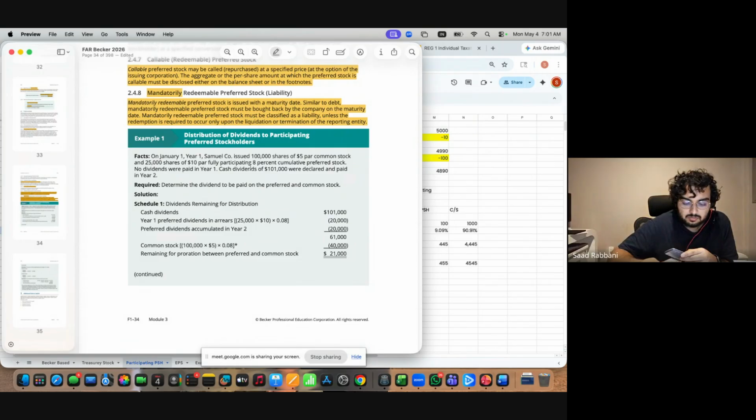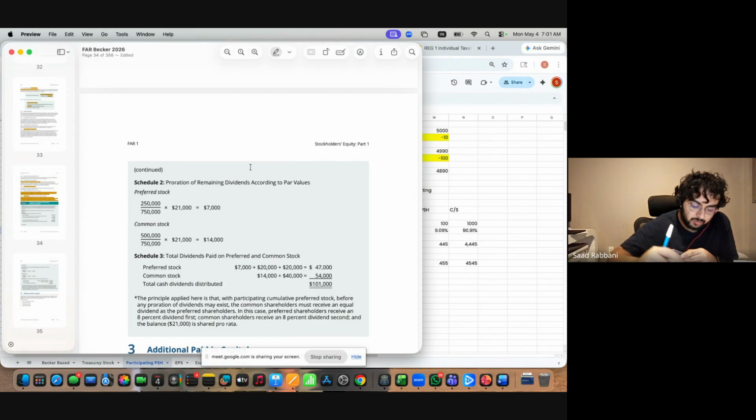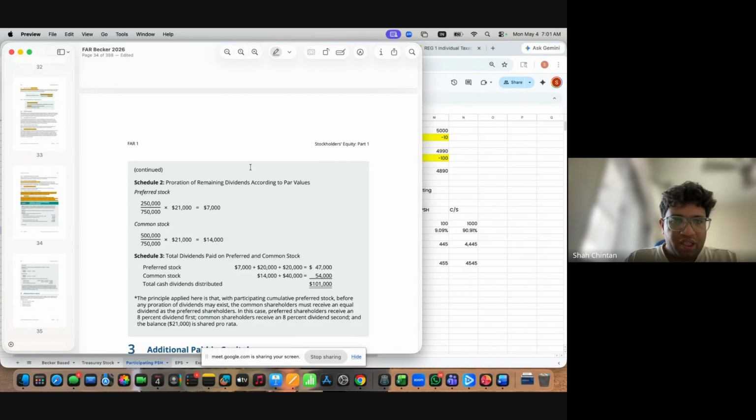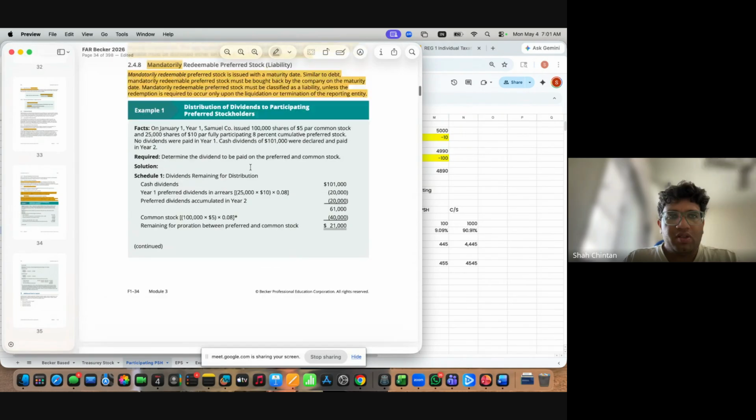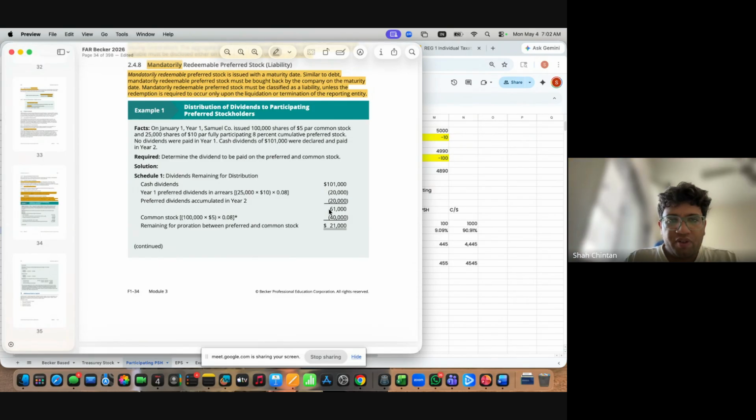I got 56,800 for common shareholders and 44,200 for preferred shareholders. No, so answer is not matching. So let's see कि कहाँ पर चीजें गलत हो सकती है. Have you removed the dividend for year one also? 40,000, sorry, 20,000 for 1 year, so 40,000 for both. Okay, so your income which is available for the distribution is 61,000. यहाँ तक आपका answer match हो रहा है.